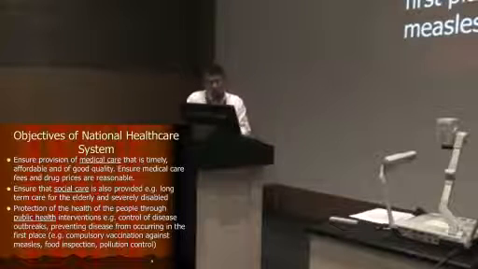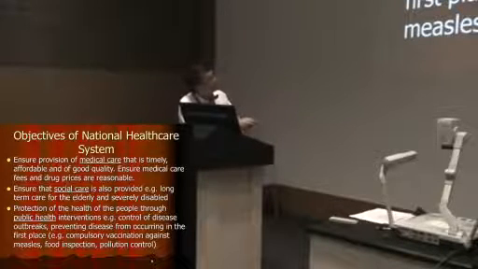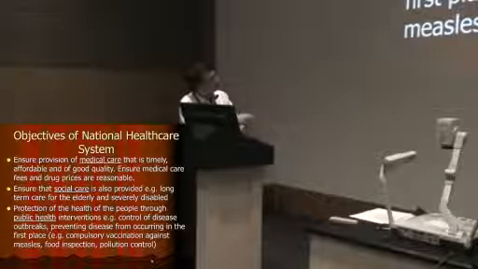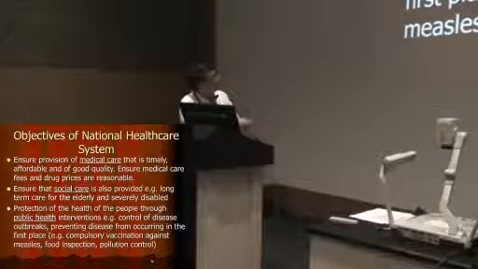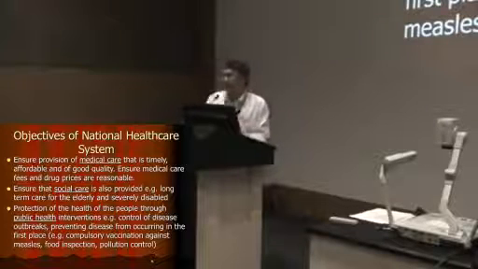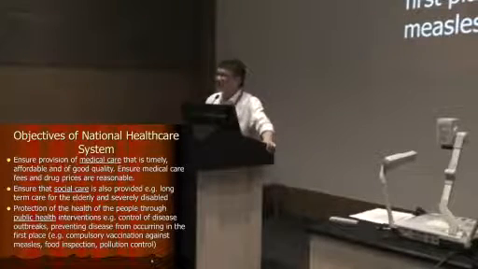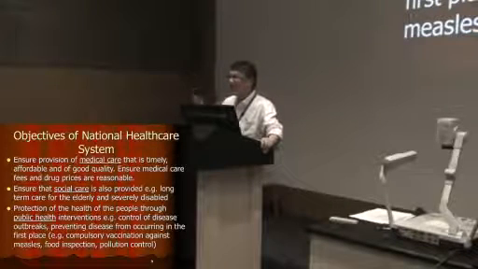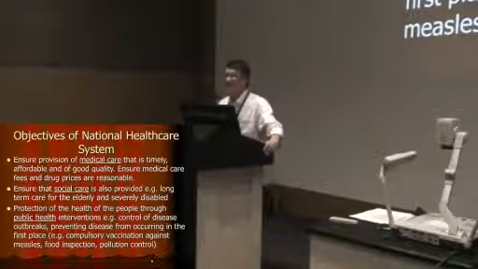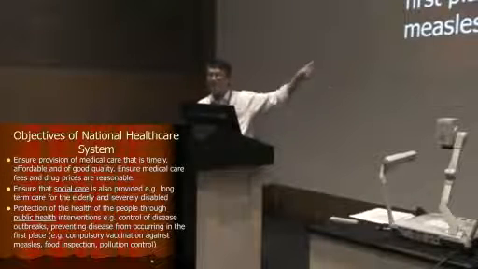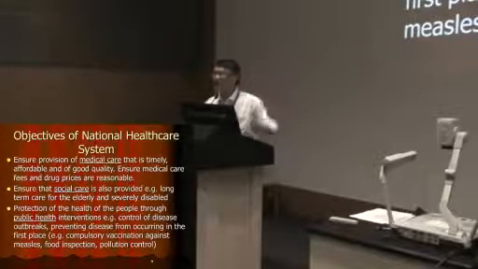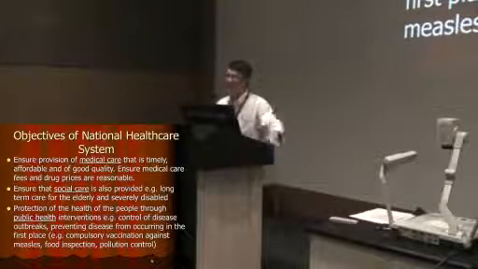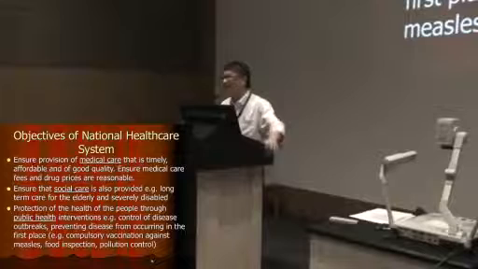Okay, protection of the health of the people through public health interventions. Example, control of disease outbreaks, preventing disease from occurring in the first place. Example, compulsory vaccination against measles. Food inspection. In Malaysia, we have food inspectors. You go to restaurants and sometimes you see the little plastic thing hanging on the wall. It says A, B, C. If you're wondering what it is, it's a food inspector grading the place. A means very satisfactory. C means poor, right? So try to avoid going to places where you have the C hanging on the wall. Try to go to the A's and B's.